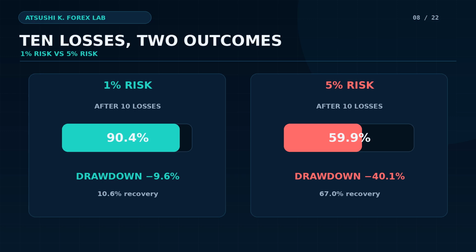Fixed percentage position sizing automatically reduces the dollar amount at risk as equity falls, but the chosen percentage still matters. After 10 consecutive losses at 1% risk per trade, about 90.4% of the account remains. The drawdown is roughly 9.6%. At 5% risk per trade, only about 59.9% remains. That is a 40.1% drawdown, requiring about 67% to recover. The losing streak is the same. The survival burden is completely different because the risk setting changes the compounding path.